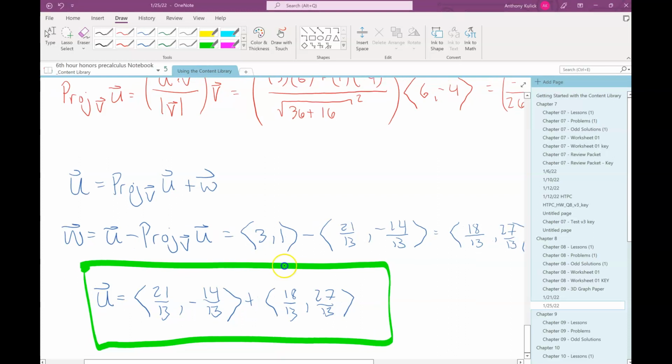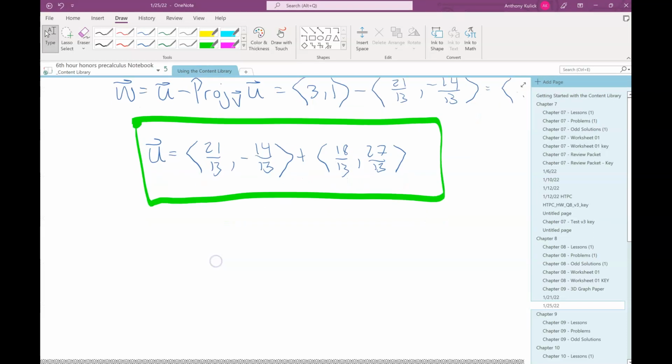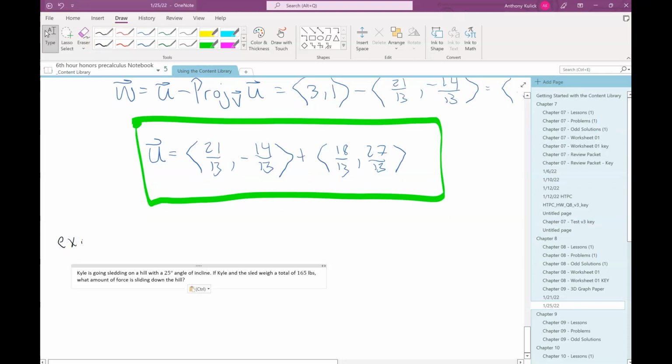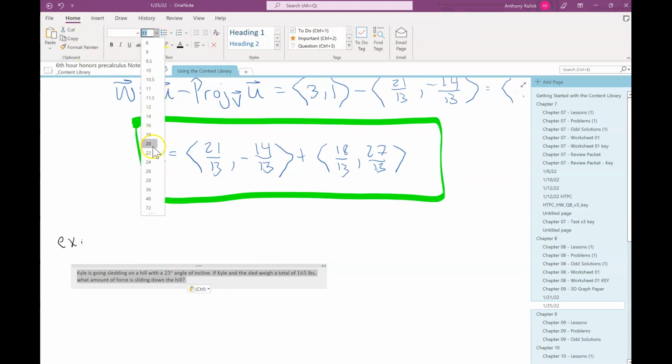All right, let's do another example here. This one is more of a story problem, which I know is everybody's favorite.